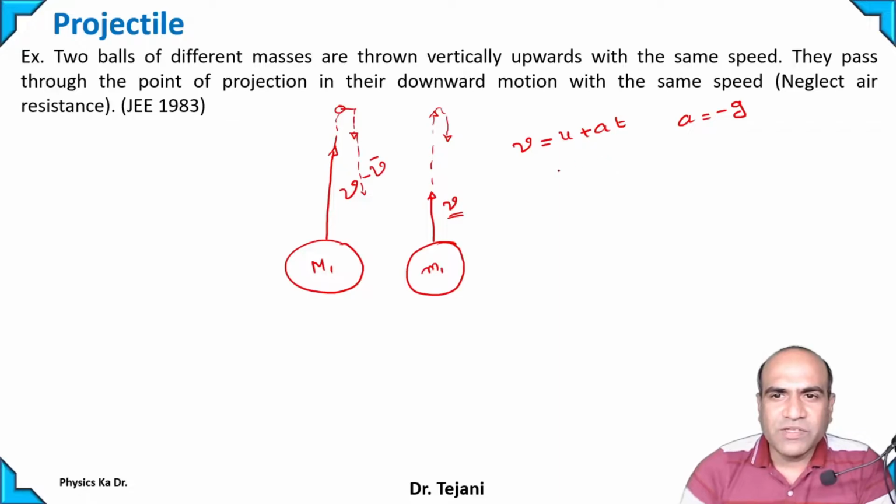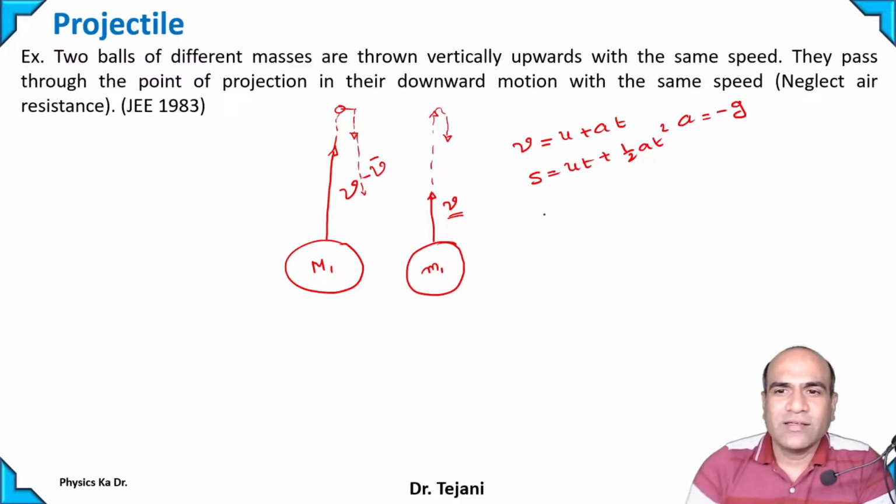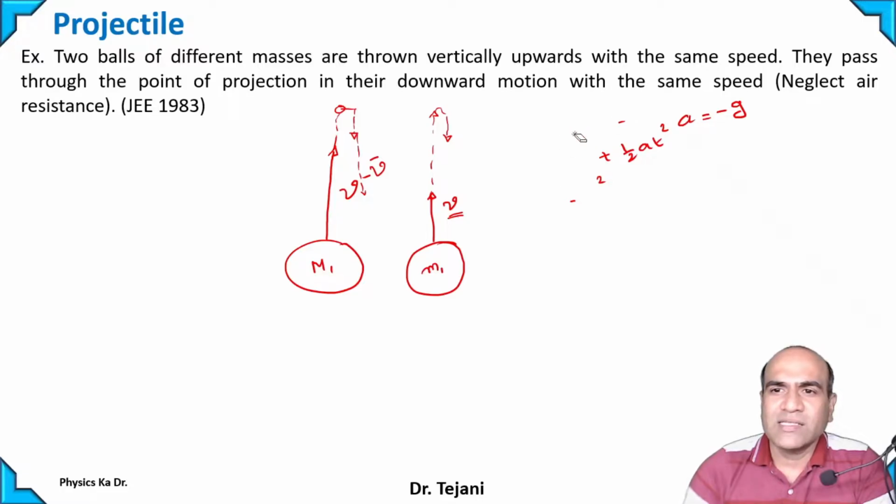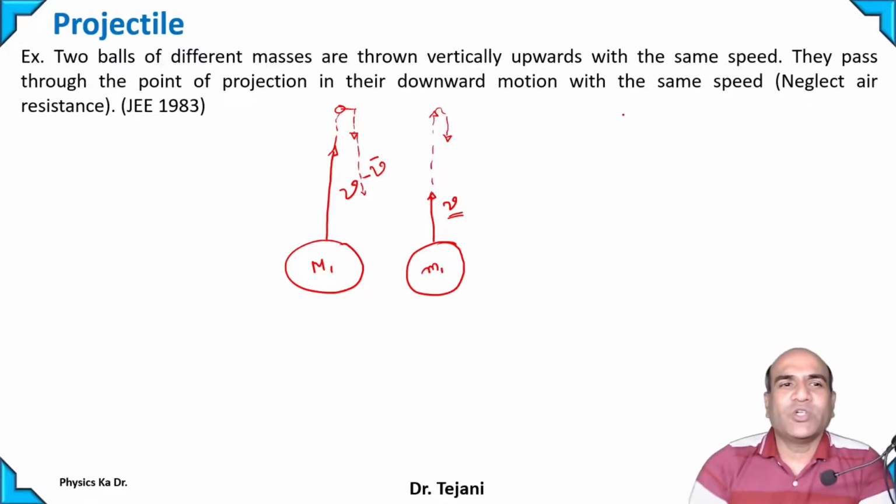If you see another equation, s is equal to ut plus 1 half at square, v square is equal to u square minus 2as. There is no mass component. That means it is not dependent on mass. If there is a consideration of negligible air resistance, then only it is possible.